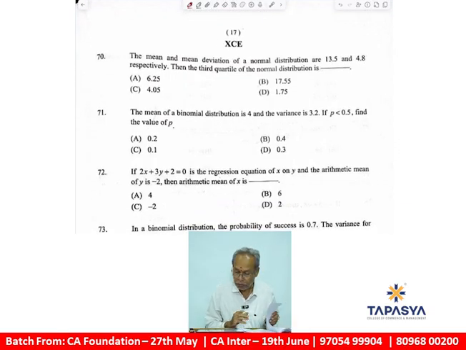Right? Next comes the statistics part of it. Now, the mean of the binomial distribution.